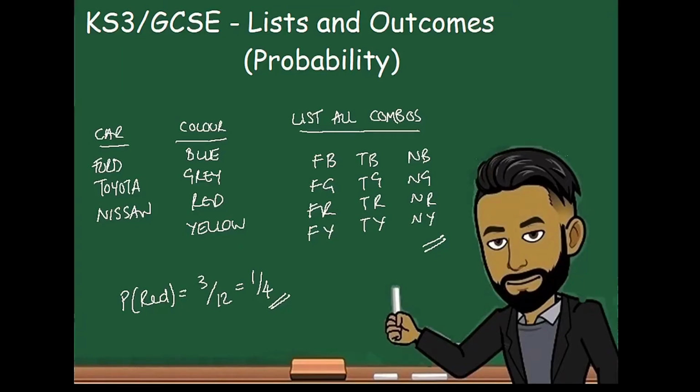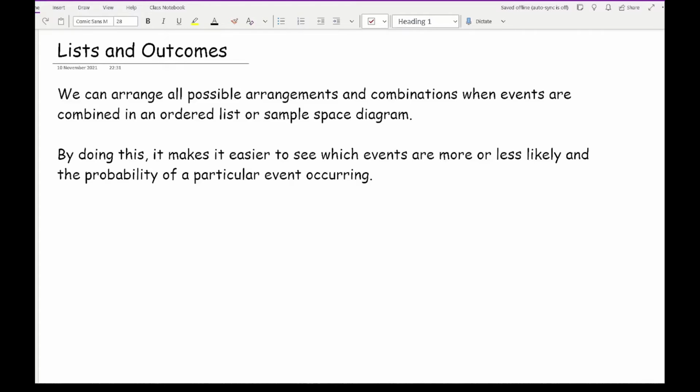So welcome everybody to this latest video on 162 Maths, and in this video we'll be going over lists and outcomes, which is connected to the topic of probability. Now we can arrange all possible arrangements and combinations when events are combined in an ordered list or sample space diagram. By doing this it makes it easier for us to see which events are more likely or less likely, and also find the probability of particular events occurring.